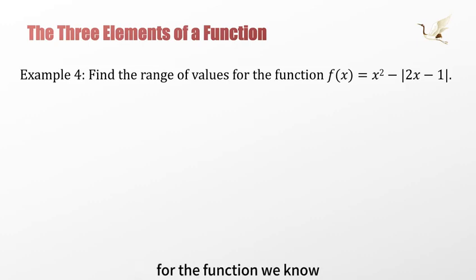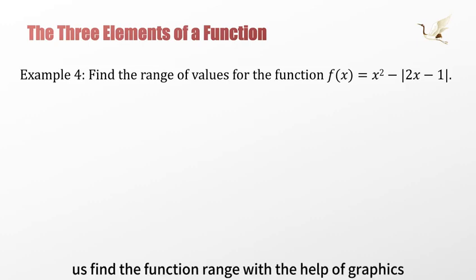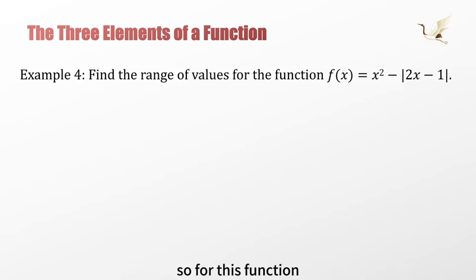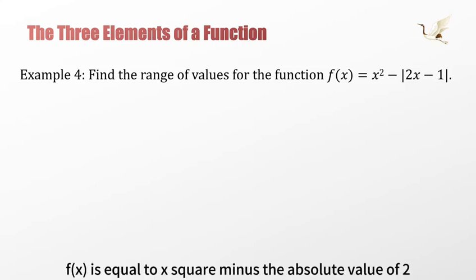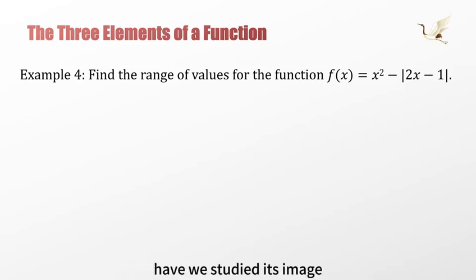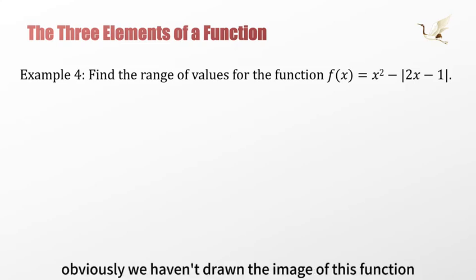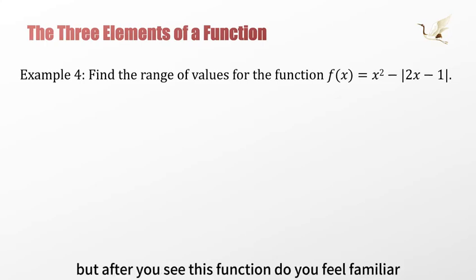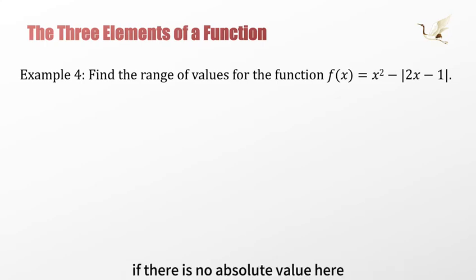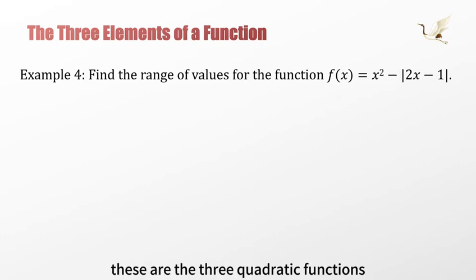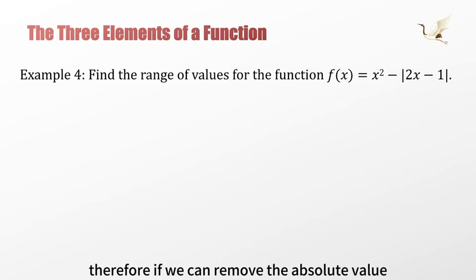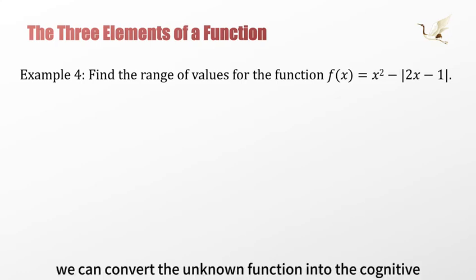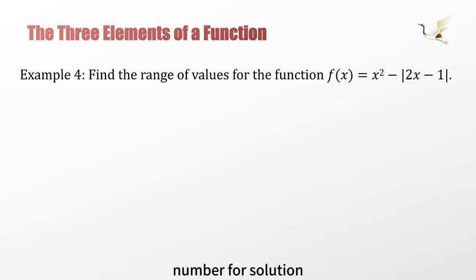For the function we know, we can find the function range with the help of graphics. For this function, f(x) equals x squared minus the absolute value of 2x minus 1. Have we studied its image? Obviously, we haven't drawn the image of this function, but do you feel it looks familiar? If there were no absolute value here, these would be the three quadratic functions we just studied. Therefore, if we can remove the absolute value, we can convert the unknown function into a known one for solution.